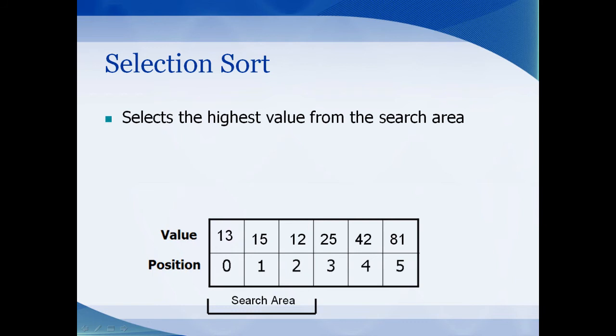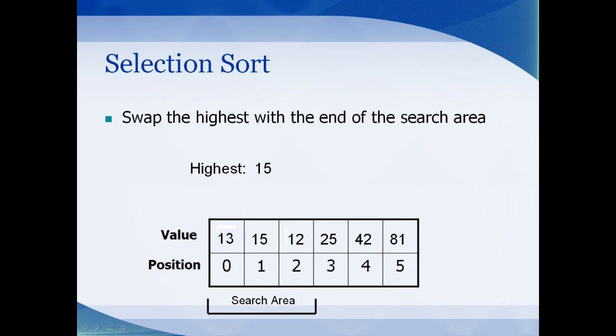Okay, so the search space gets a little bit smaller now. Our highest value starts out as the first value in the list, this time 13. Compare that to the 15 and we get a false. So 15 now becomes the highest value. Well, 15 is larger than 12, so we know the 15 is the highest value in the search space. We'll just swap that 15 with the last position in our search area.